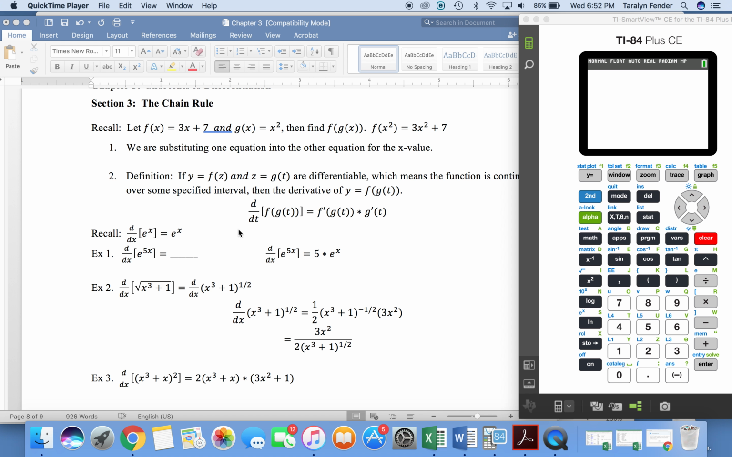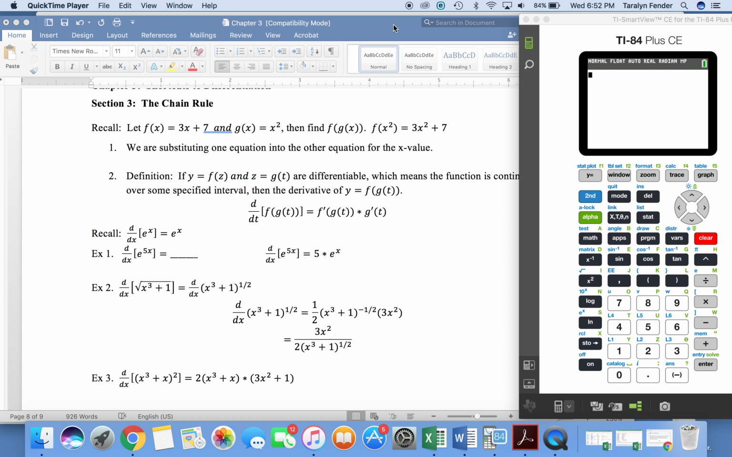So we're going to talk about the chain rule now. And in the chain rule, you have two functions. So we have f of x is equal to 3x plus 7, and g of x is equal to x squared. Then we're going to find f of g of x, and to find that, we're going to take the x squared, which is g of x, and plug it into the f function. So then we have 3 times x squared plus 7, so this is the f of g of x. So we're substituting one equation into the other one for the x value.